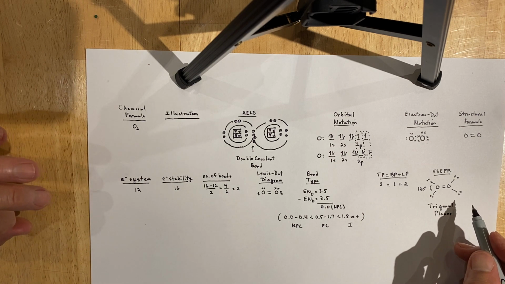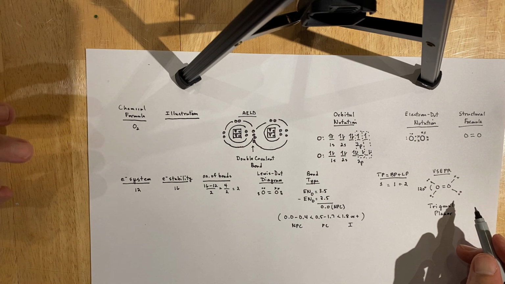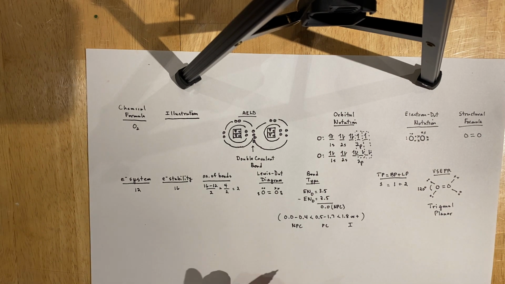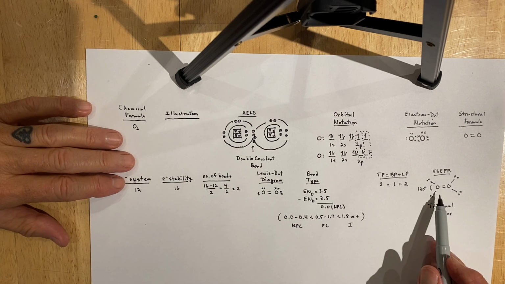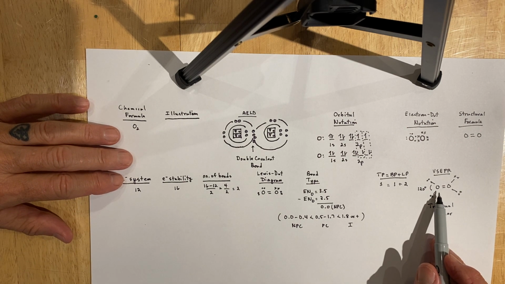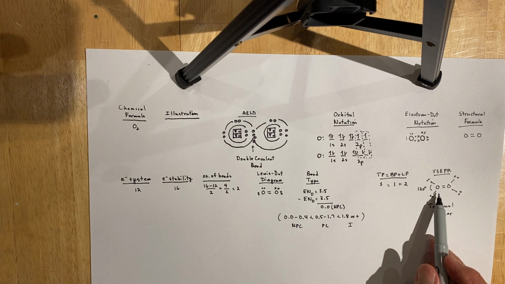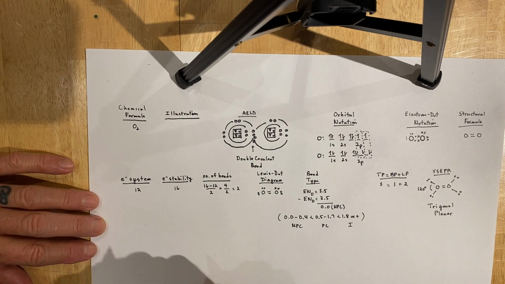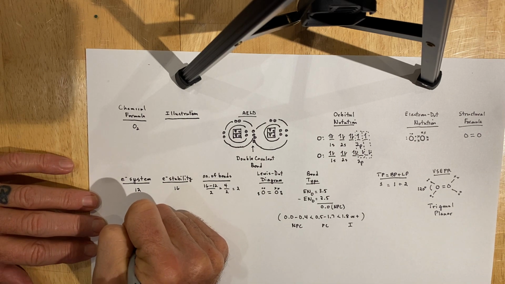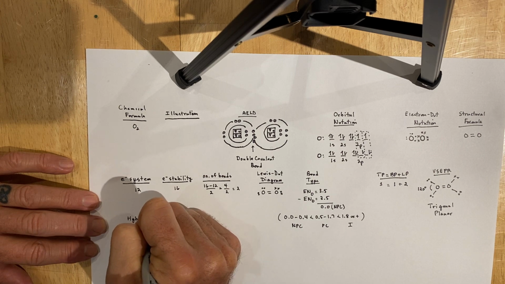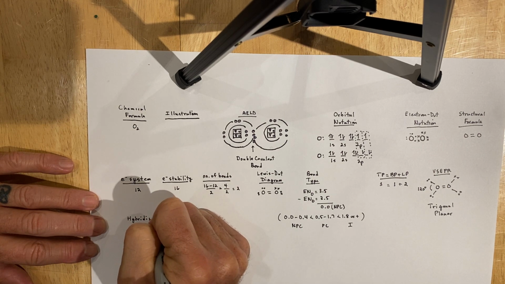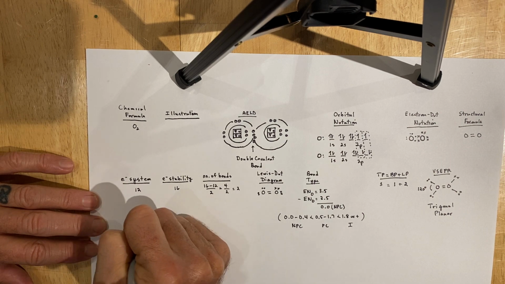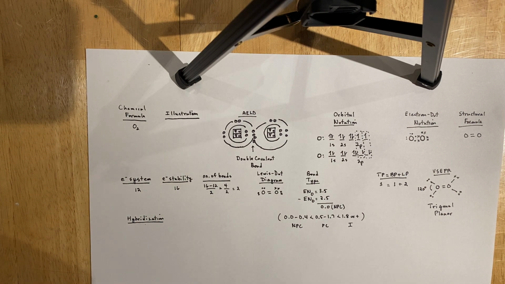VSEPR theory, valence shell electron pair repulsion theory, is developed according to the localized electron model of the atom, and really seeks to explain the arrangement of the electron pairs around an individual atom when it's not bonded. But to explain the arrangement of electron pairs around atoms when they are bonded, chemists came up with a companion theory known as hybridization theory.